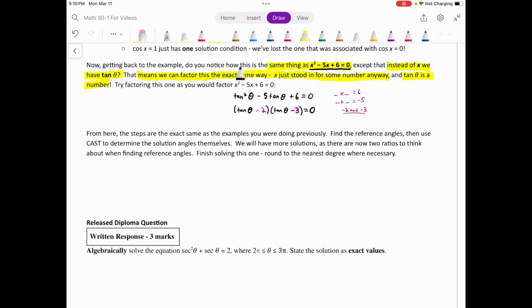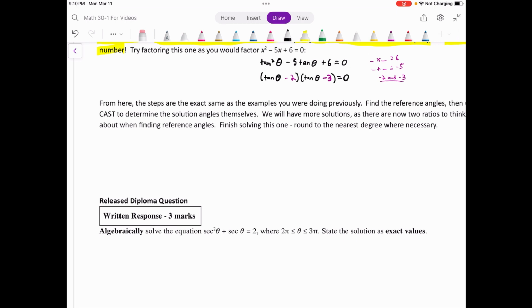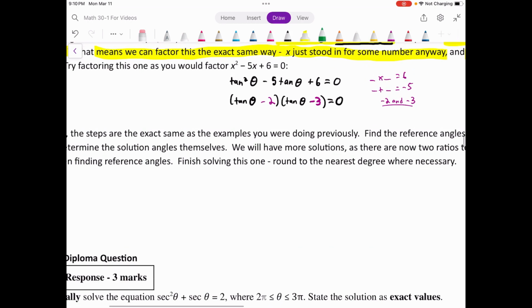Because what would we do next in solving a quadratic equation? Well, we'd say, I'm multiplying these two things together, and the result is 0. That's only possible when this is 0 or when that is 0, right? When our two factors are 0. And so we can use this to say that this equation could be true when tan theta minus 2 equals 0, so tan theta equals 2, or when tan theta minus 3 equals 0, so when tan theta equals 3.